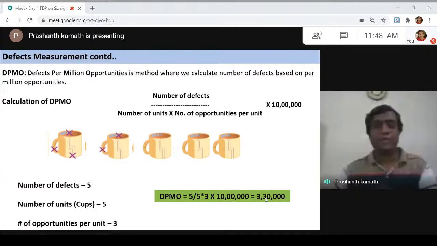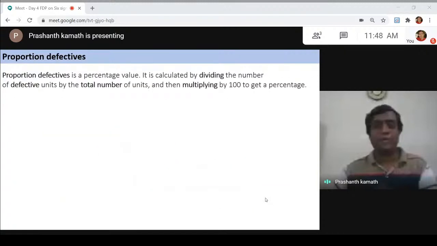So that is what I have tried to explain through defects. And now let us move from defects to another term which is very simple, called proportion defectives, or in other words, defectives. Now, what is proportion defectives? It is a very simple percentage value. How is it calculated? We divide the number of defective units by the total number of units, multiplied by 100 to get a percentage, right? Very simple.